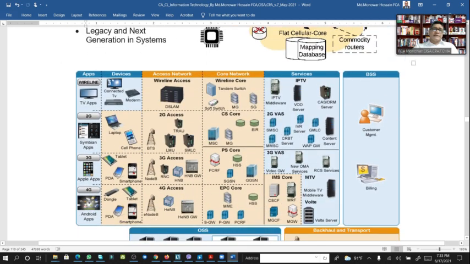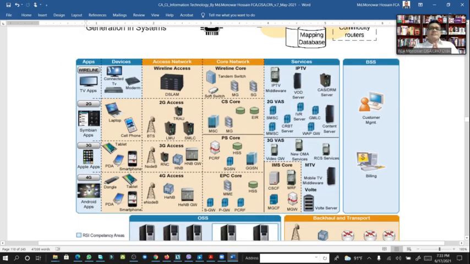So here, if we see, different types of apps we are using through the device, access network, core network, service and business support system. Here BSS, business support system. So all our work is interrelated, correlated with the business, and based on the business operation all our activities should be aligned. So look here, for example, if we use a TV app.